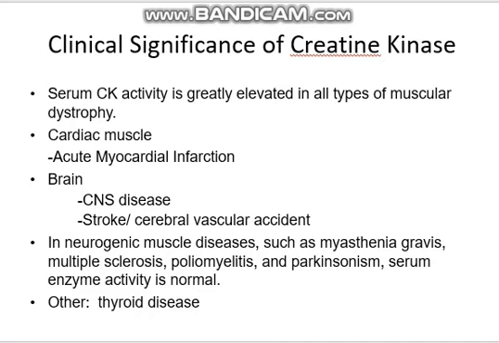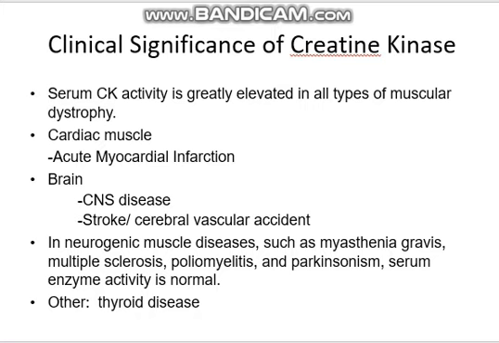In the cardiac muscles, the significance is acute myocardial infarction. We know this as heart attack. And then in the brain, it is of course elevated in cases of CNS disease and in stroke. Stroke is also known as CVA or cerebrovascular accident. The predisposing factor to having this AMI or CVA is elevated blood pressure, so hypertension.